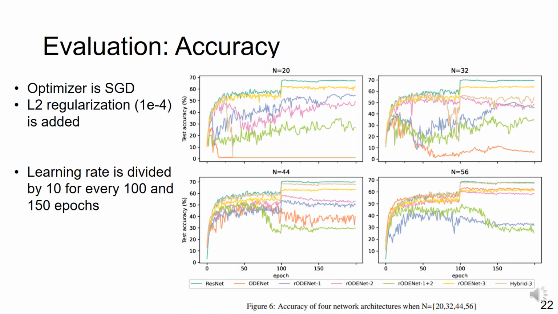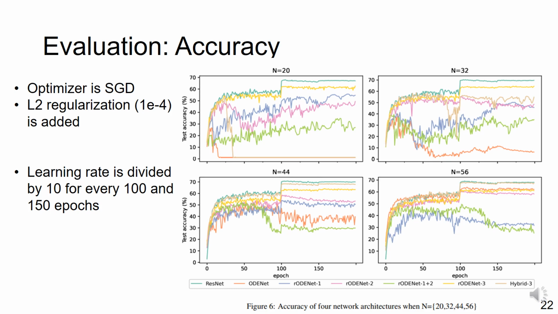These graphs show the accuracy of each architecture in the network. In this experiment, SGD is used as an optimizer, and an L2 regularization parameter is added to each layer. In the training phase, the number of epochs is set to 200. The learning rate starts at 0.01 and is reduced by a factor of 10 at every 100 and 150 epochs.